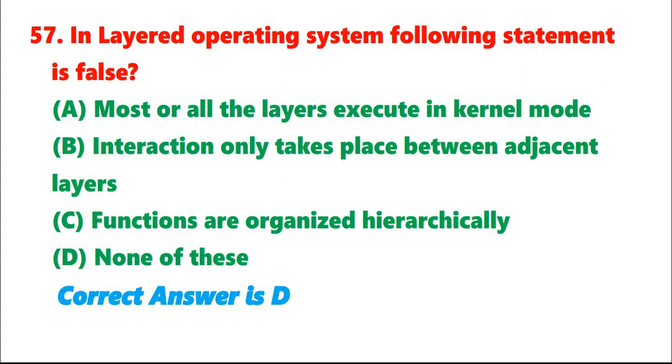57. In layered operating system, the following statement is false: A. Most or all the layers execute in kernel mode. B. Interaction only takes place between adjacent layers. C. Functions are organized hierarchically. D. None of these. Correct answer is D.